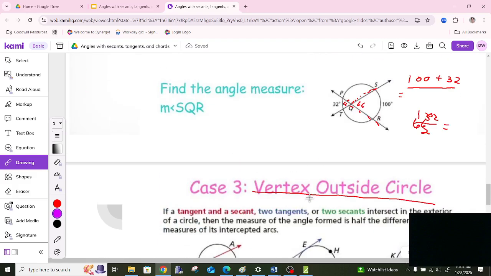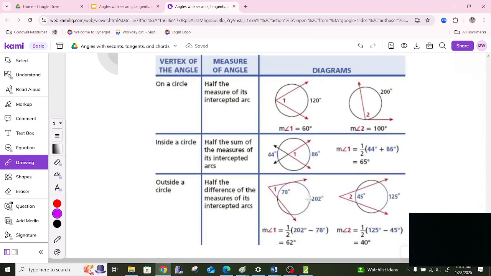If these were too small for you to see, I did try to make the summary bigger with examples on there. Do you see that on the bottom? Hopefully you're able to see those a little better, where they gave you examples of the three cases: on a circle, inside, and then outside. And they did the math for you there.